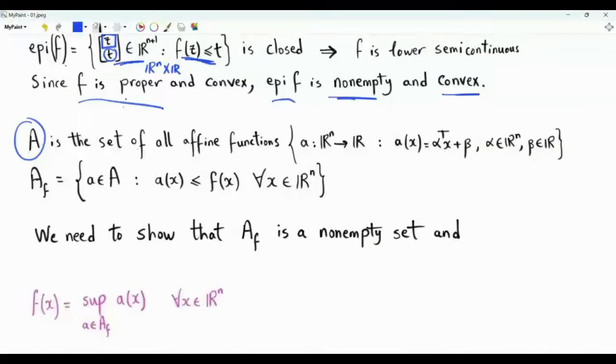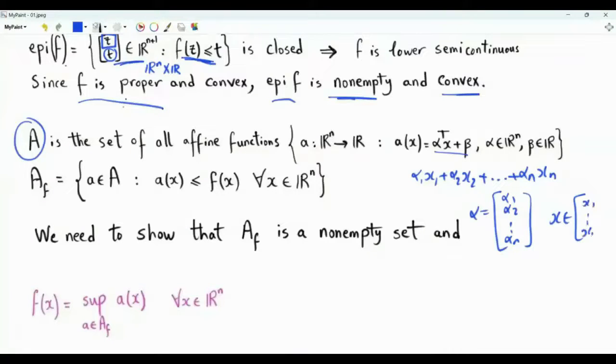Set A is the set of all affine functions from Rn to R. So those are the functions in this form, alpha transpose x plus beta, and alpha is in Rn and beta is in R. Okay, so those are the functions that look like alpha 1 x1 plus alpha 2 x2 all the way to alpha n xn. Here I am assuming that vector alpha has components alpha 1, alpha 2 to alpha n, and vector x has components from x1 to xn.